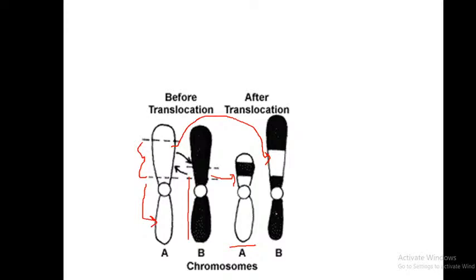So these are the different types of structural aberrations. To conclude this tutorial, I will say that in structural aberration a chromosome undergoes some structural changes, not number change, structural changes, and this structural change is due to a change in the genetic sequences. And the different types of structural aberrations are deletion, then inversion, duplication, and translocation.